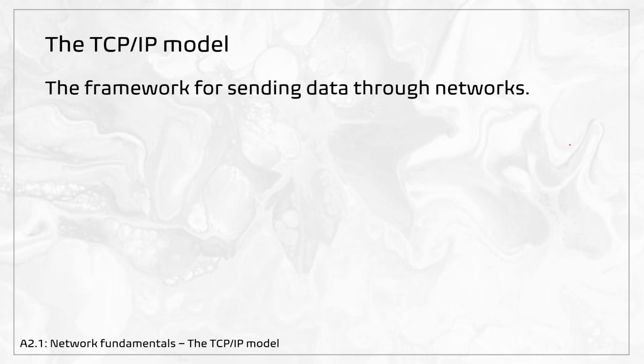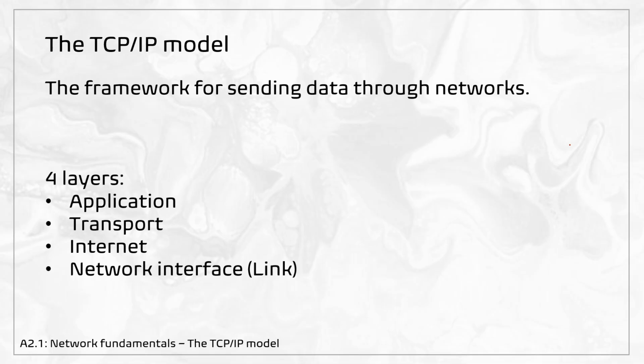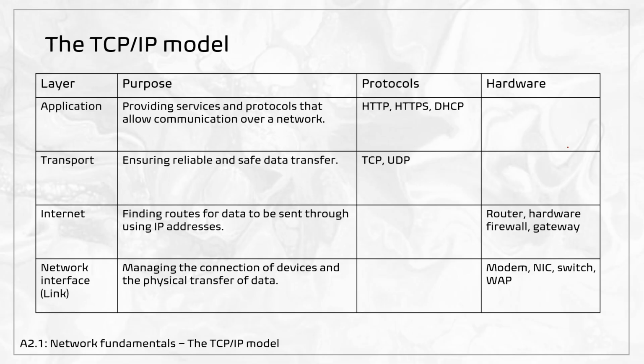Now let's move on to something called the TCP/IP model. The TCP/IP model is the backbone of data transmission. It's the common framework that is used every time data is sent through networks, whether that be LANs or WANs. It consists of 4 layers: application, transport, internet, and network interface, or sometimes just called link. Here's a summary table describing the layers of the TCP/IP model.